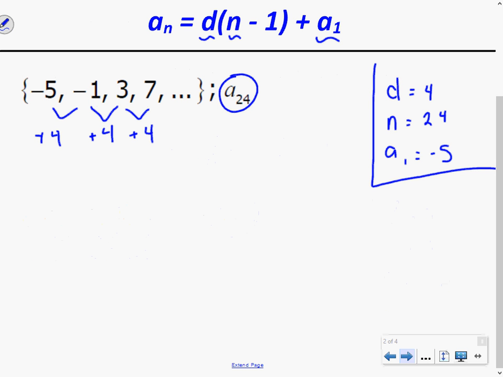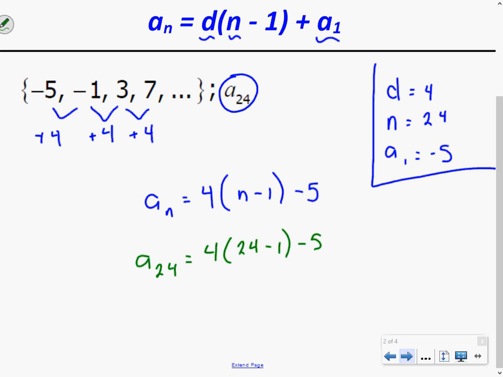Okay, we can go ahead and set our formula up. A subscript N is going to be equal to 4, our difference, times N minus 1, plus the first term, which is -5. So you could do plus -5, but I'm just going to do -5. Now we could use this formula to find any term within the sequence. We are specifically looking for the 24th term, so we're going to plug in 24 for N. From here it's really just order of operations, we're just simplifying. So this is going to tell us that the 24th term within our sequence is 87.